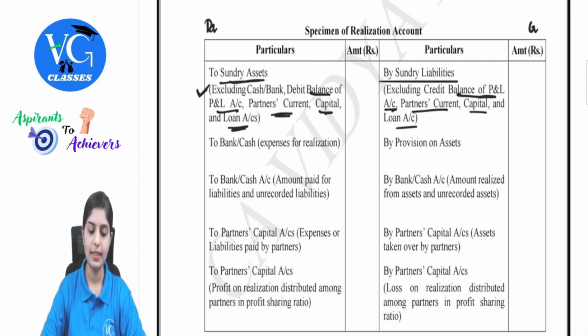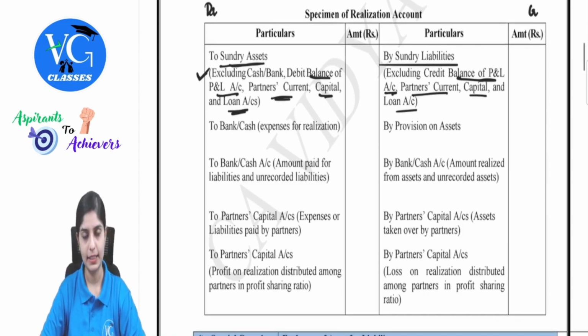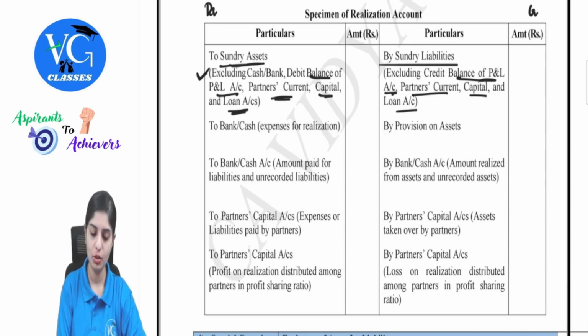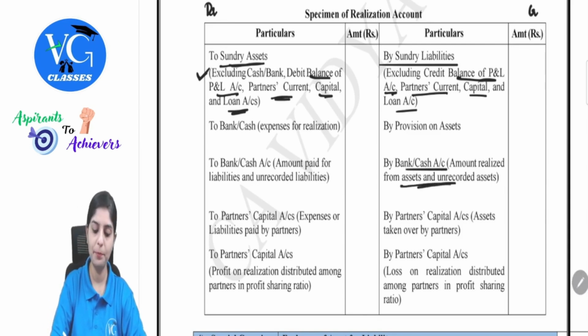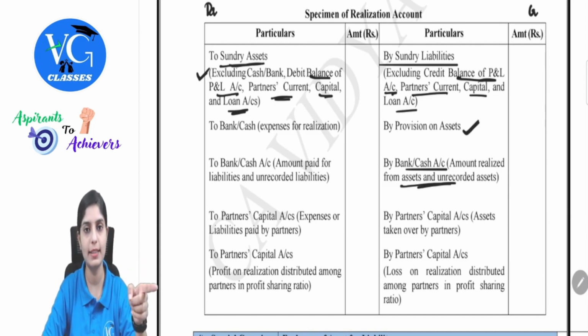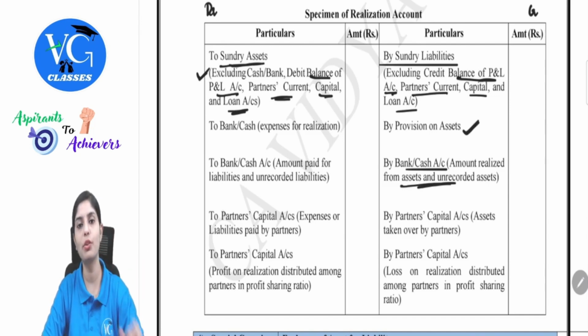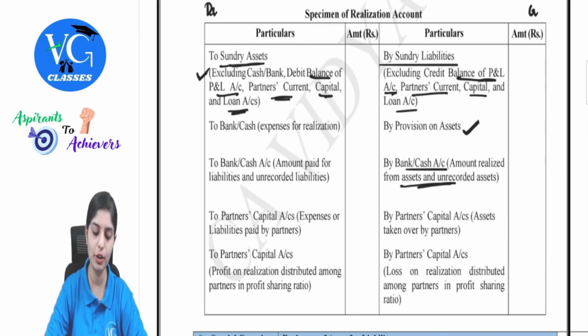Later, the next step would be selling off assets. So when we sell the asset, it is getting us money. So bank or cash will be debited to realization. So there will be by bank or cash amount realized from assets and unrecorded assets. Meanwhile, there would be one point: if there is provision, gross would be recorded as debtors and provision will be shown with respect to liability. So therefore, it is coming on the credit side.